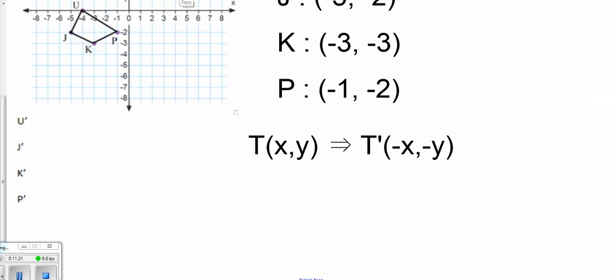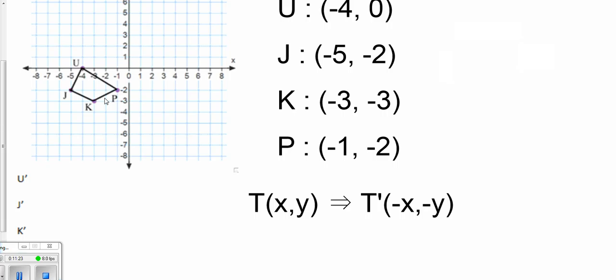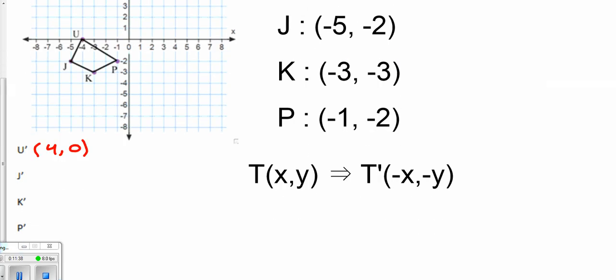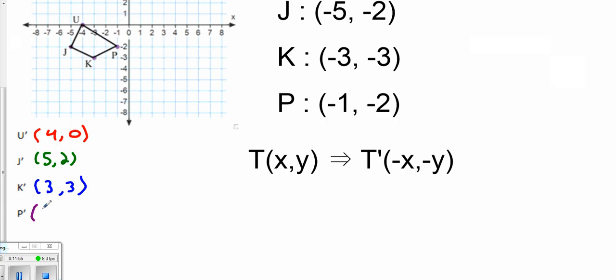Well, this time we're going to do it a little bit differently. We're going to plot our points first. So where U used to be negative 4, 0, U prime will now be at positive 4, 0. Whereas J used to be negative 5, negative 2, J prime will be positive 5 and positive 2. K was negative 3, negative 3, so K prime is now positive 3, positive 3. P used to be negative 1, negative 2, so P prime is 1, 2. So we used our rule to find all the new points.